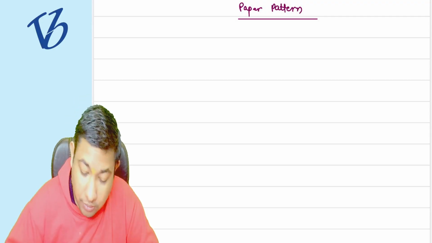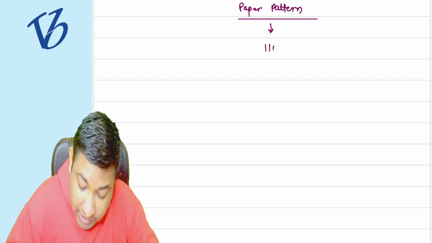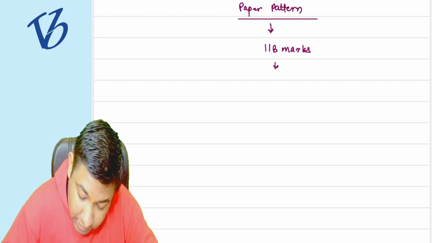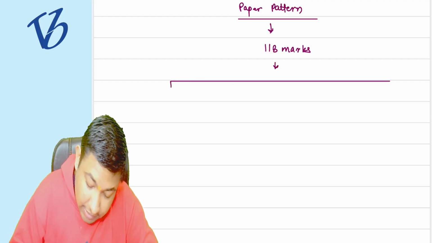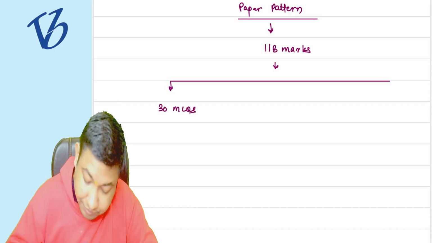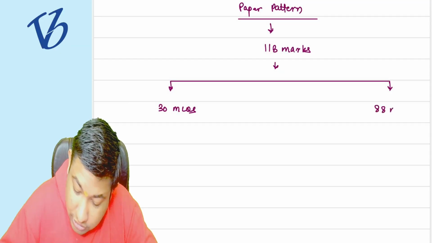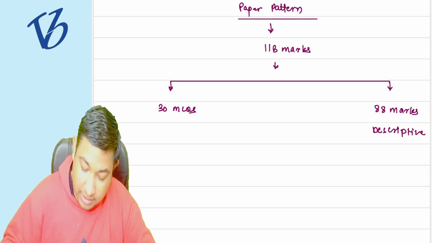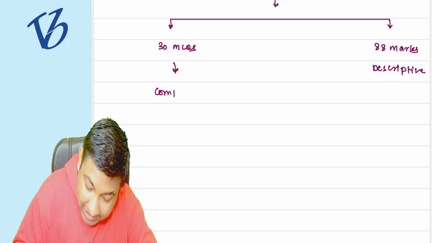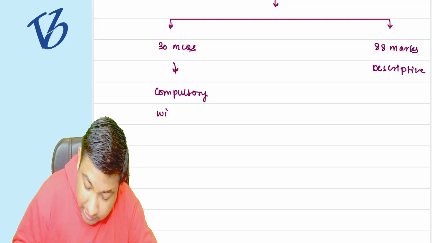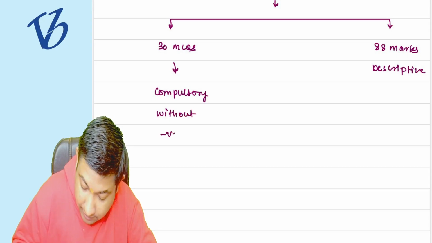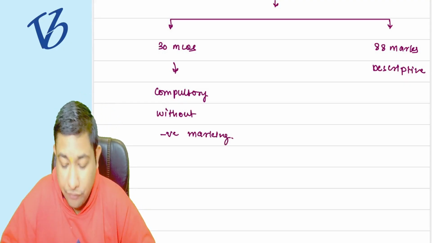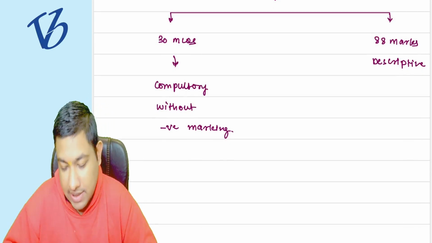Understand it very carefully. The paper will be of 118 marks. The paper that you will receive is of 118 marks. Out of these 118 marks, you will get 30 marks of MCQs and 88 marks of descriptive part. These 30 marks of MCQs are going to be compulsory, without negative marking. You are not going to lose marks if you do not answer the question correctly.